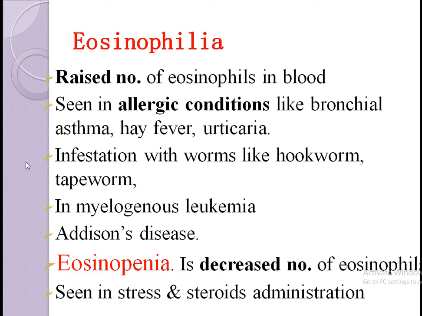What is eosinophilia? It is just the raised or increased number of eosinophils in the blood, and mostly seen during allergic conditions. So during allergic reaction, there is a very important role of the eosinophil. Whenever there is an antigen antibody reaction, an allergic reaction, the number of eosinophils increases many folds. The opposite terminology to eosinophilia is eosinopenia, which is the decreased number of eosinophils.